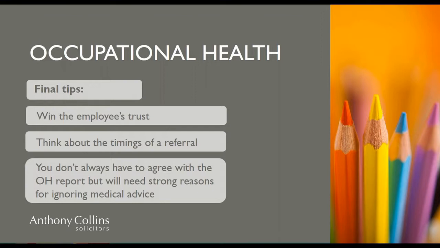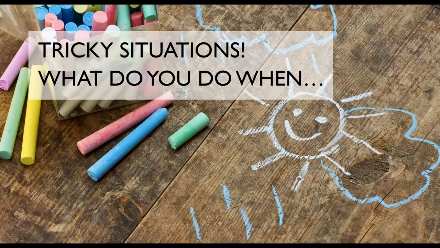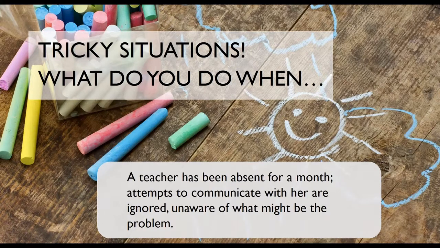And moving on to tricky situations, what do you do when? So looking at the first one, a teacher has been absent for a month and attempts to communicate with her are ignored, and you are unaware of what might be the problem. Well, there could be a number of problems here, and the importance of this is to not ignore the problem until it becomes an even bigger problem.